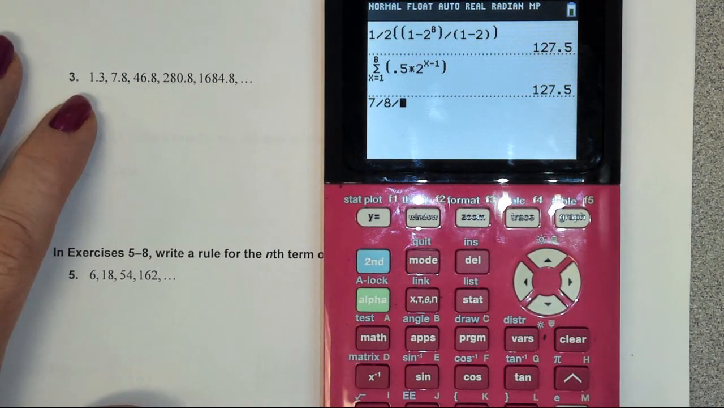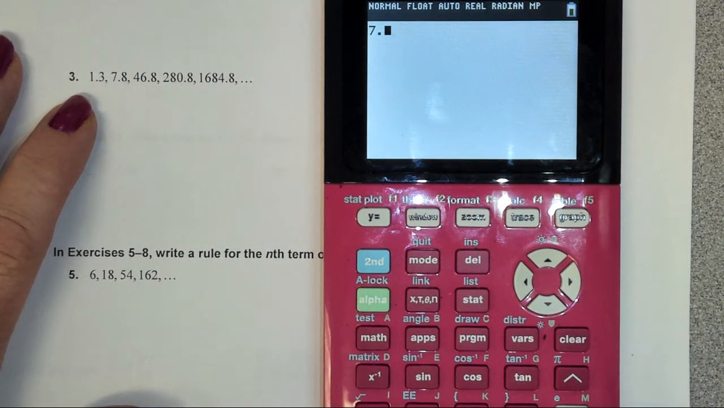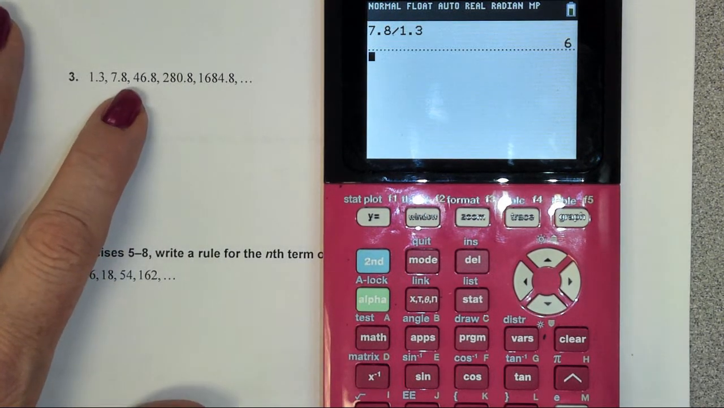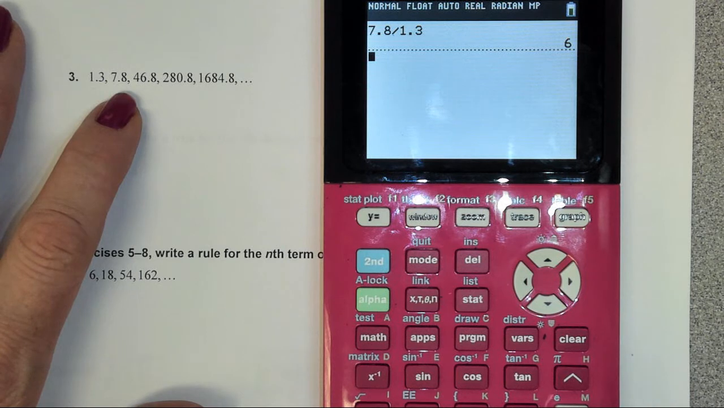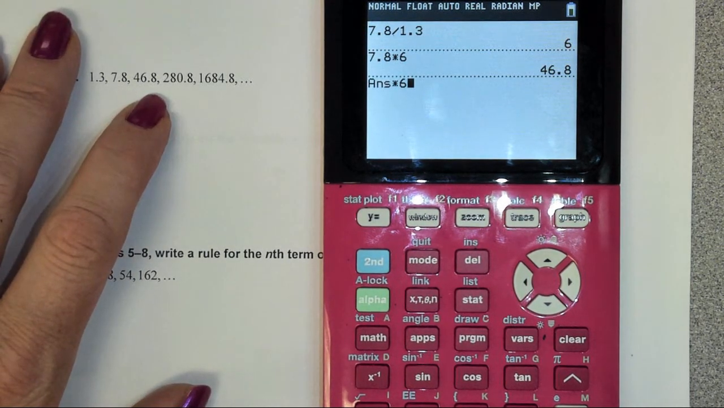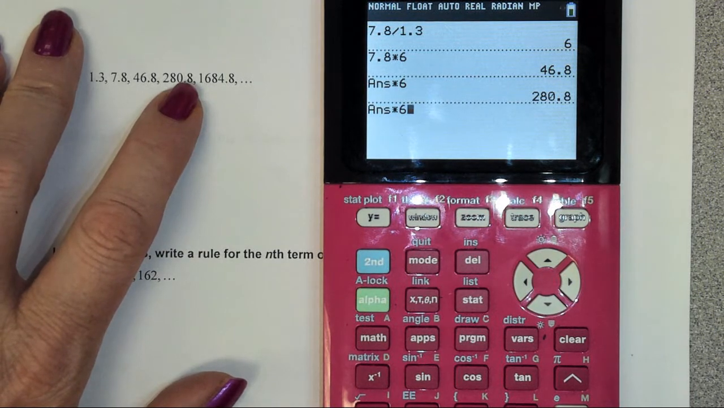7.8 divided by 1, whoops. So I want to see, is that, now I prefer just to multiply from here on out. So I'm going to do 7.8 times 6. Okay, that one's right. Times 6. Yeah, that's right. Times 6. Yeah, that's right. Yes.